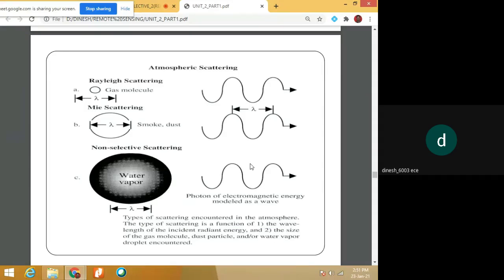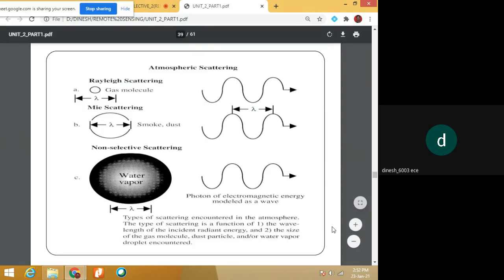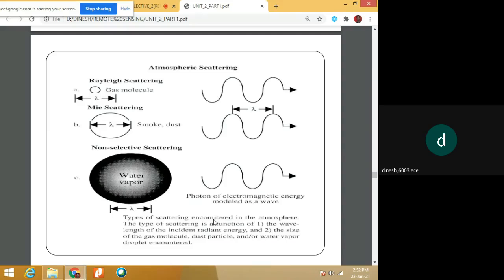You can see what happens in atmospheric scattering when a gaseous molecule is present. You can see the wavelength; it will go like this. When smoke or dust is there, the wave will go like this. When water vapor, non-selective, is there, depending upon the wavelength, it will go like this. So the types of scattering encountered in the atmosphere depend on the wavelength of the incident radiant energy and the size of the gas molecule, dust particle or water vapor that comes in between. That decides what type of scattering it is. But our system should adapt, finding what scattering is there and what frequency range we need to use depending upon the wavelength.